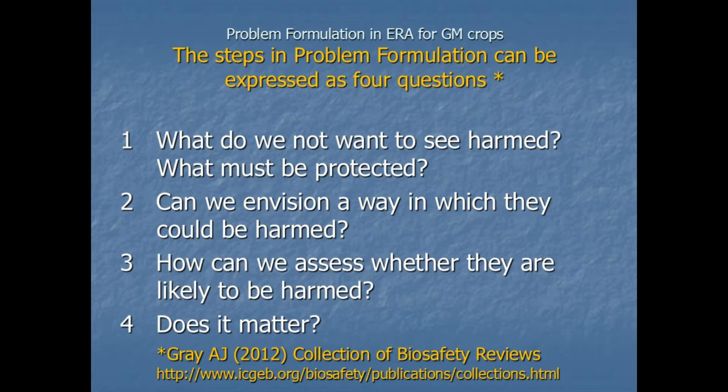Secondly, can we envision a way in which there could be harm? Can we link the growing of the crop to a harm that might be realised? Thirdly, how can we assess how likely that is to happen? Can we think of a plan? Can we think of some data that will help us to test this? And finally, does it matter? What's the regulatory context? And this is all matching. You can see it reads across very nicely to the process within the formal problem formulation methodology.